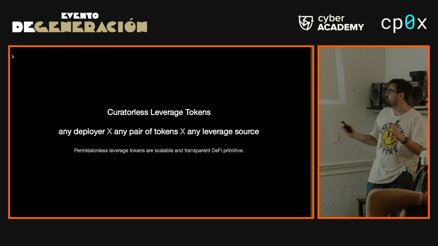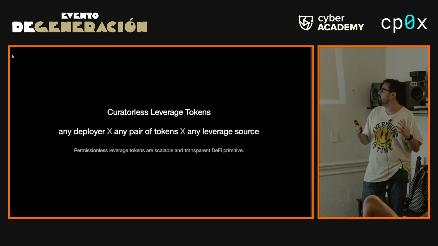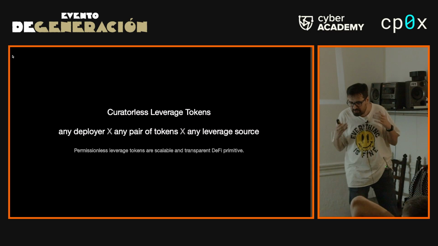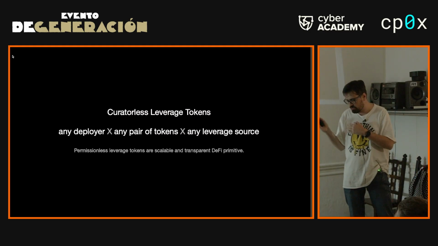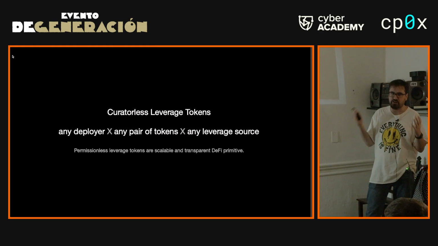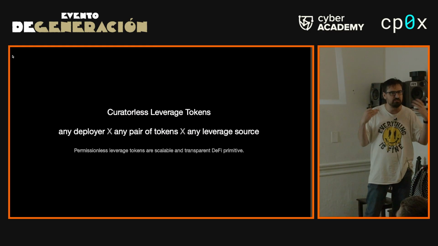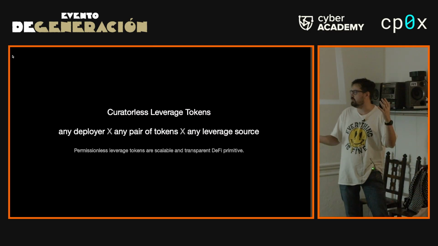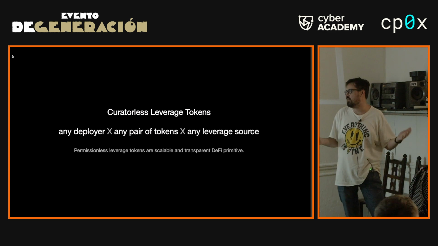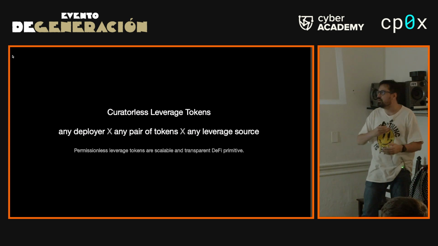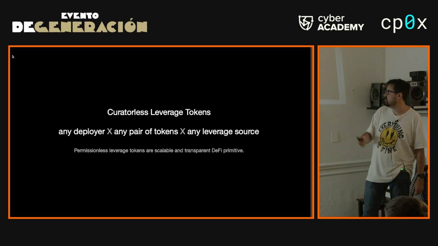Imagine this scenario where anyone can deploy any pair of tokens on top of any leverage source. Anyone can deploy the tokenized leverage position. Sounds like magic, right? Because right now you need to have a curator to make this work, and usually the curators have limited capacity. You cannot just arbitrarily go to the curator and ask, please make this vault. You need to have a communication, and you cannot do it in one button like it's done in Uniswap.